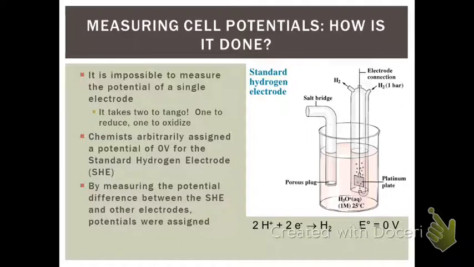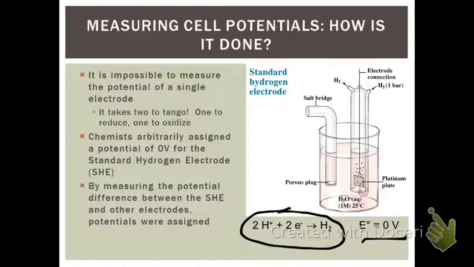So, what they decided to do was measure the potential of single electrodes against the SHE. They call it the SHE because it stands for standard hydrogen electrode. So they chose this electrode that's represented by the following equation: 2 H plus plus 2 electrons produces hydrogen gas. And they said, all right, let's set this one to 0 volts. We'll say that this one has no cell potential. And then we'll measure all of the other ones against this one to see what happens.